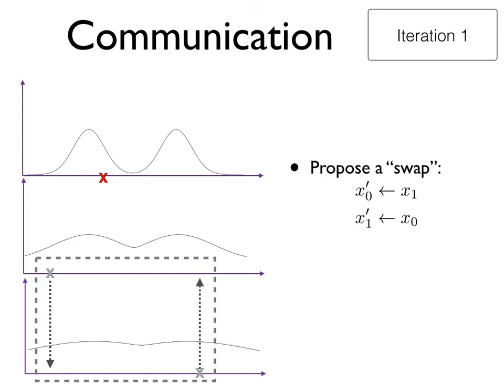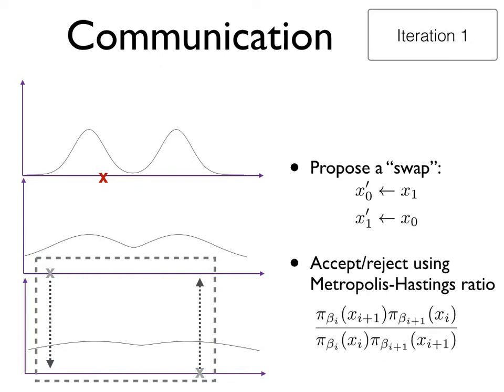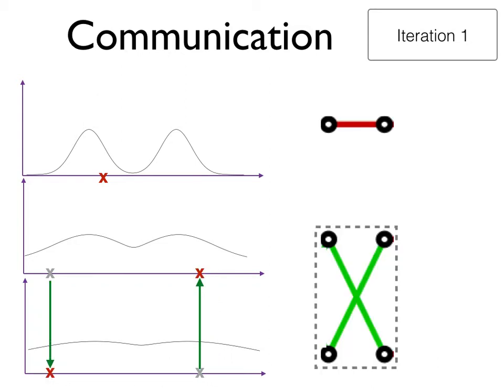Then we were going to attempt communication between neighbor chains. So, to put this in a Metropolis-Hastings context, we're going to have a proposal distribution which swaps the state between two neighbor chains, and then we're going to accept or reject that swap. So we're going to use that visualization for these swaps. Here the swap was accepted, so there are these green crossing arrows.